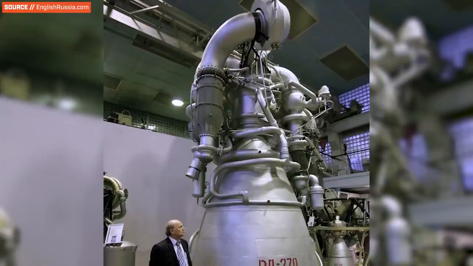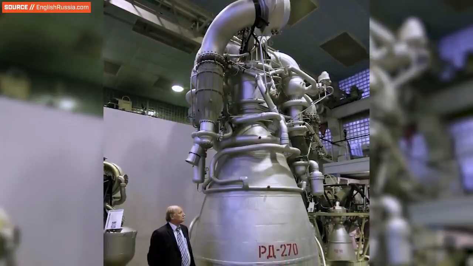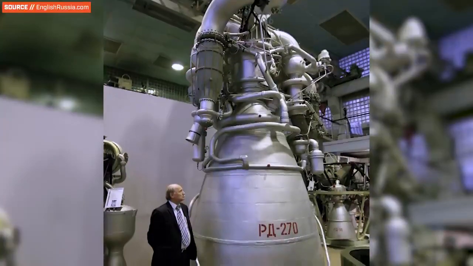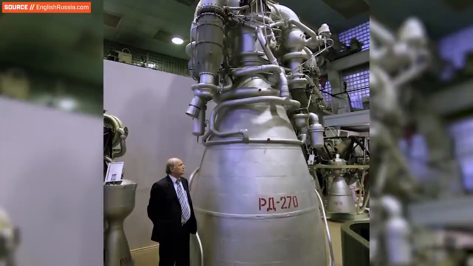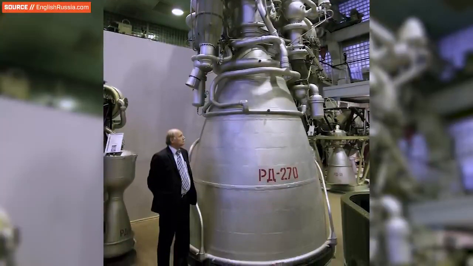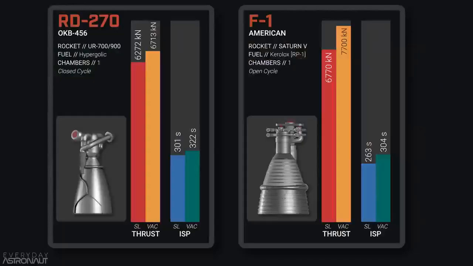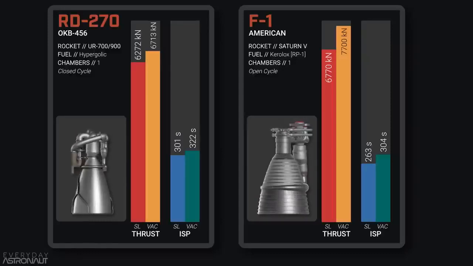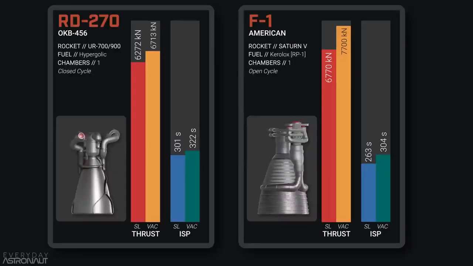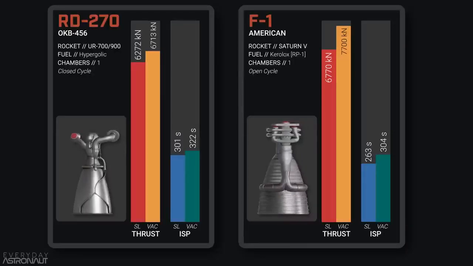As usual, the Soviets were the first to develop a full flow stage combustion engine, the incredible RD-270. This engine ran on hypergolic propellants and was massive. It was only about 15% less powerful than the F1 that powered the Saturn V, yet it was far more efficient. Unfortunately, it never saw flight, as the massive UR700 and UR900 it was proposed to power were never given the green light.